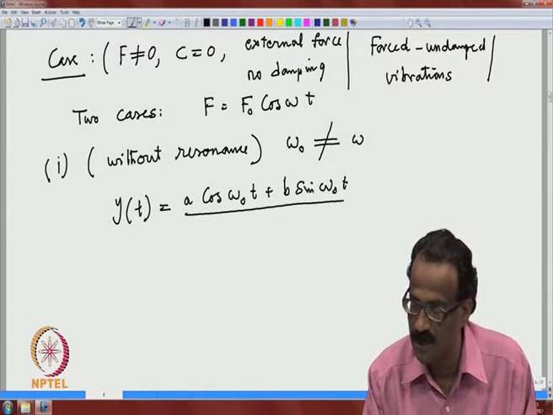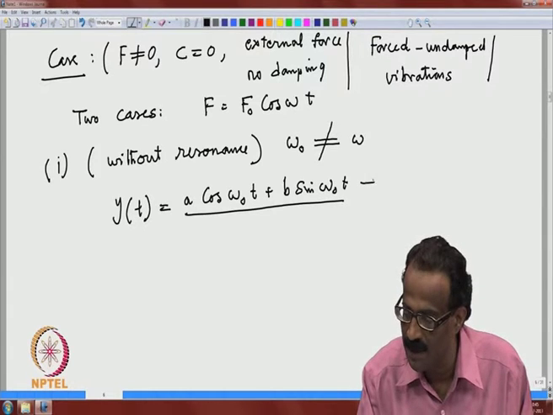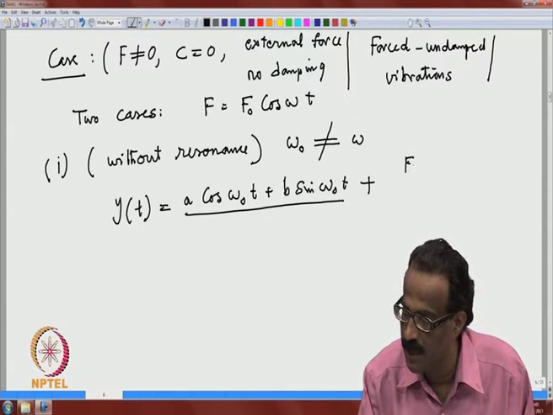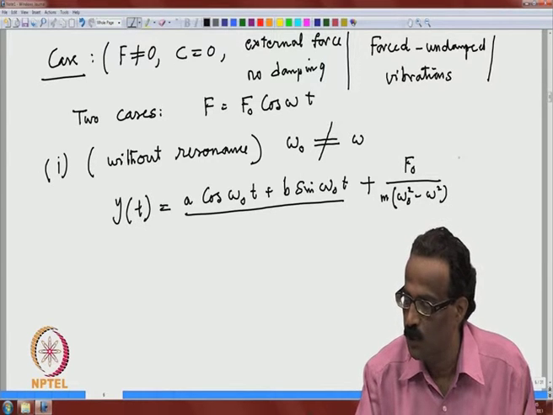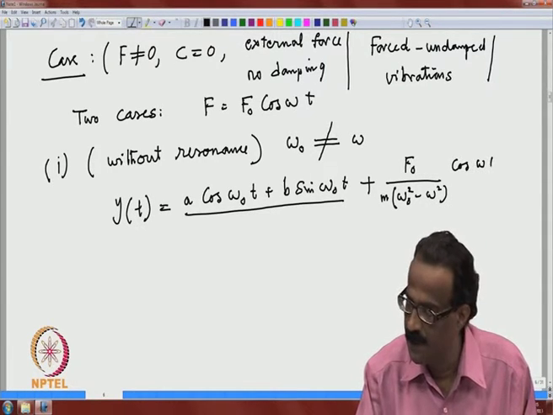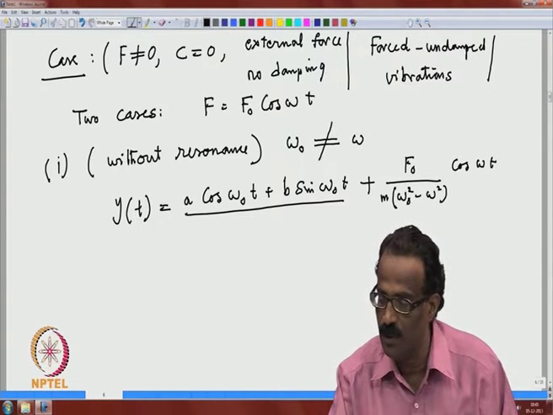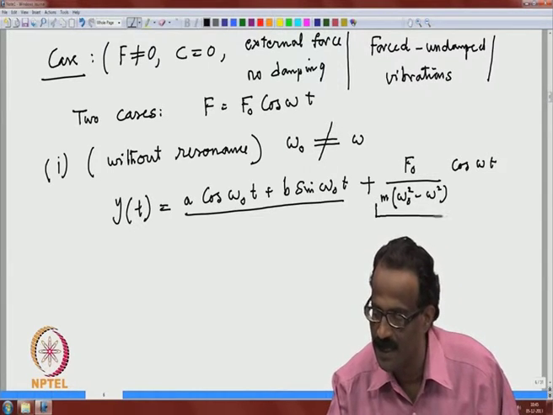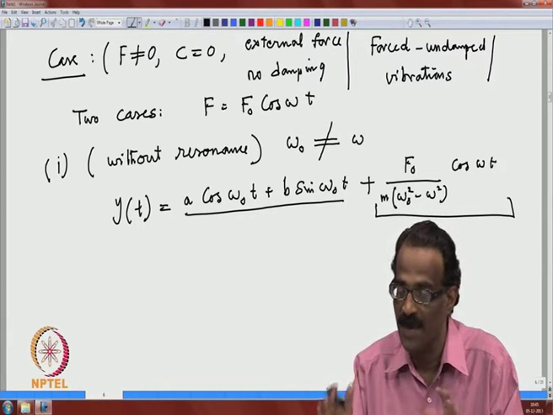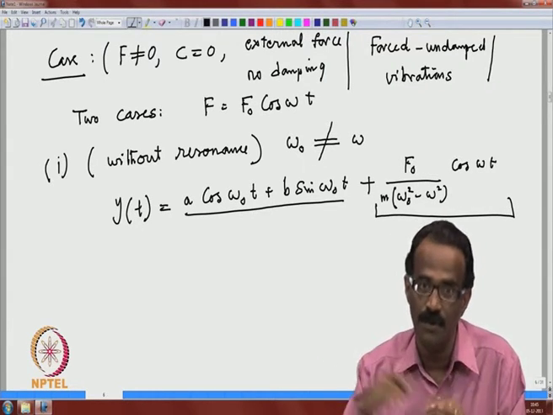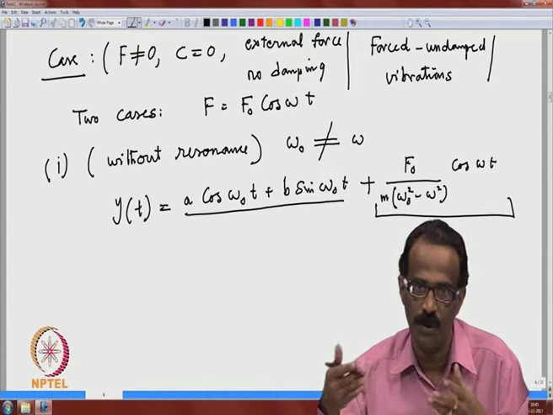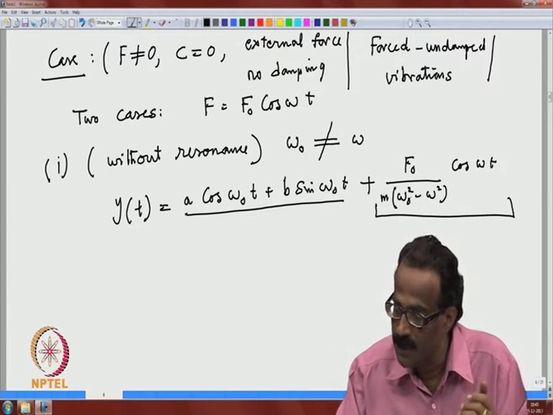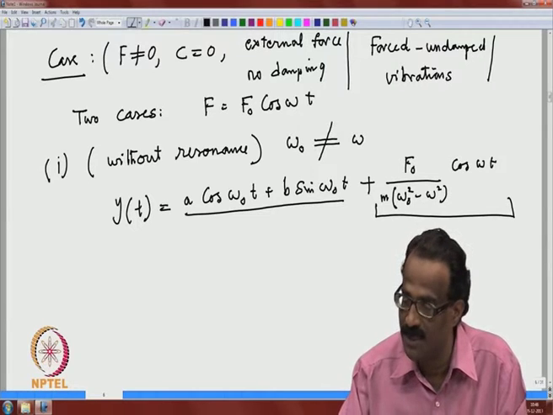So, this is the solution corresponding to your homogeneous part, and then there will be a particular solution. It may look like f naught by m into omega naught square minus omega square into cos omega t. You will see that when omega is not equal to omega naught, this is not the particular solution. The particular solution can have a problem, and why mathematically you will understand when you solve second order linear equations with constant coefficients, which we are going to do anyway in future. But you see immediately the trouble, we cannot write this equation, it is clear from here.